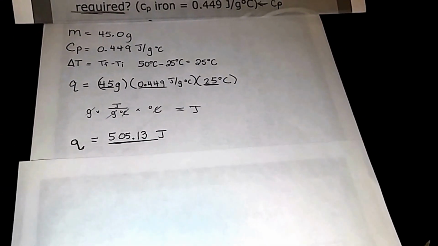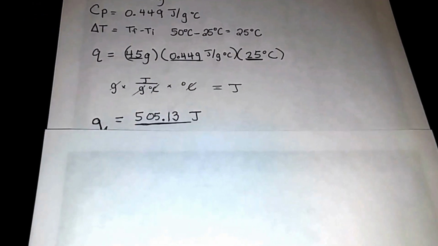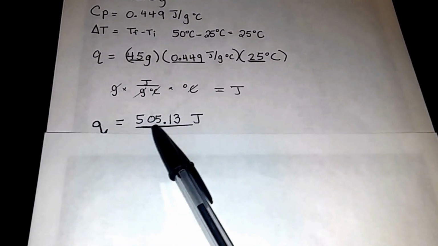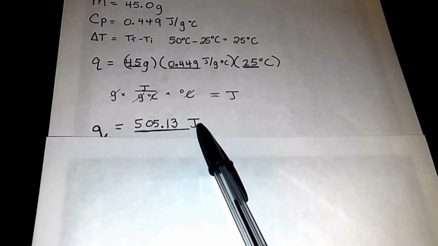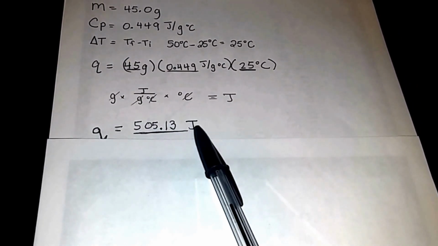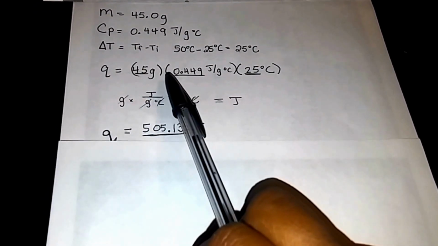Okay, once you do that, it's going to give you a total of 505.13. Now, you're going to notice that I put joules, and the question is why? Okay, so remember I said that these could be dealt with separately. They should not be placed into the calculator.